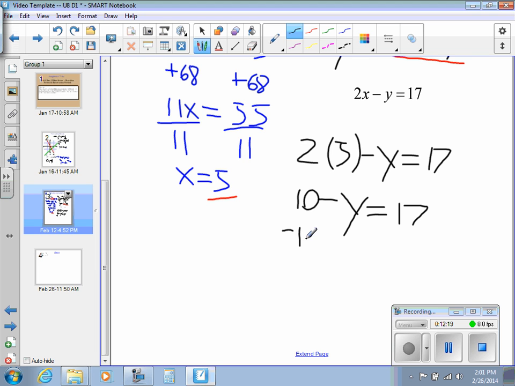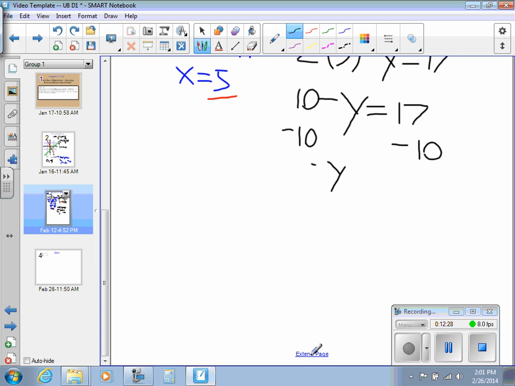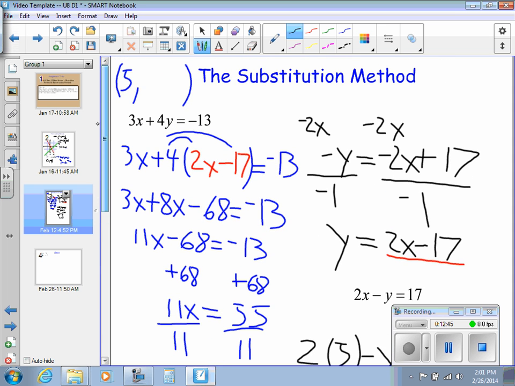Subtract 10 from both sides, and I'll end up with negative y equals 7. Divide both sides by negative 1. And I'll have y equals negative 7. So back up here, my ordered pair is 5, negative 7.